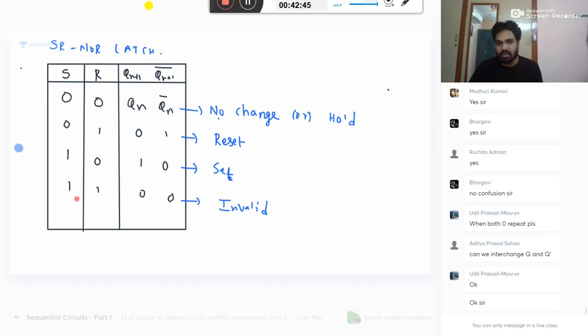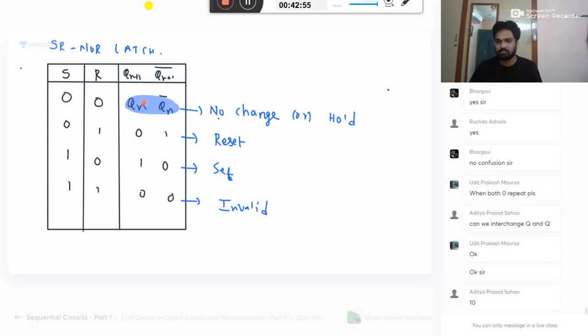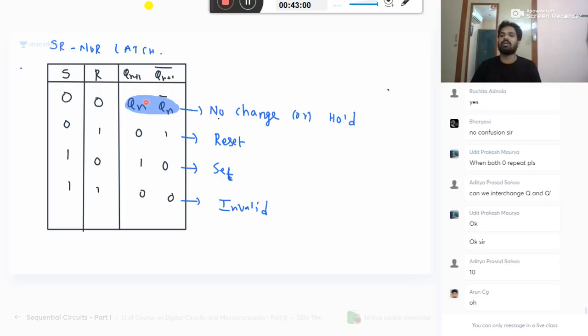Similarly, you want to store 1, then give S=1, R=0 in the input. Then what is the output you get? 1. Then make it 0 0. It will not change. Right? So let's move further. This is the ideal case. We are not expecting any noise to occur and all. So let's move further.